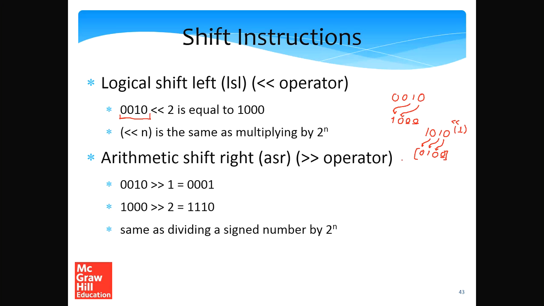The reason that this is equivalent to multiplying by 2 to the power n can be found out. There are many arguments, so maybe let's start with a couple of examples. Let's take a look at this example. This number is 2 in decimal and this number is 8 in decimal. What we are essentially doing is left shifting by 2 positions, which is equivalent to multiplying this number by 2 square.